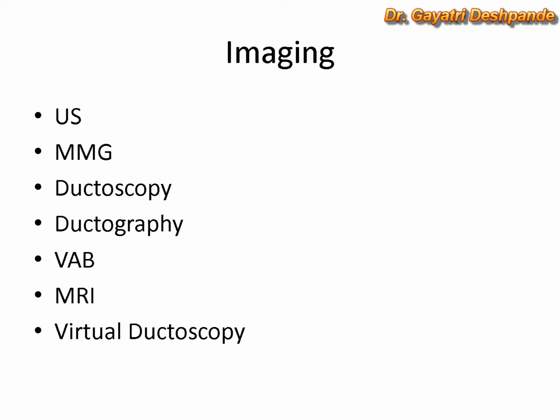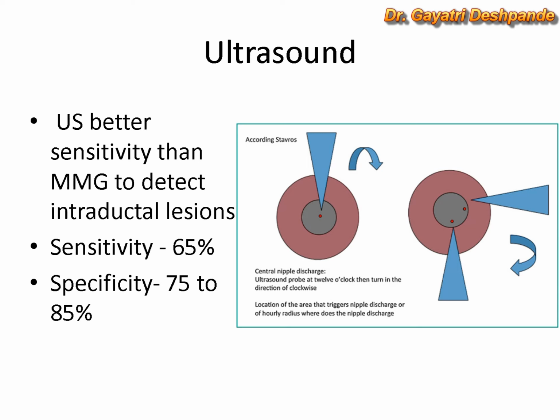Imaging is the second mode of assessment for any patient with nipple discharge, and there is a wide range of imaging modalities available. However, ultrasound is the first and foremost imaging modality for a patient with nipple discharge. Ultrasound is the basic investigation. Ultrasound has a better sensitivity than mammography to detect intraductal lesions. It has a sensitivity of 65% and specificity of 75 to 80%.